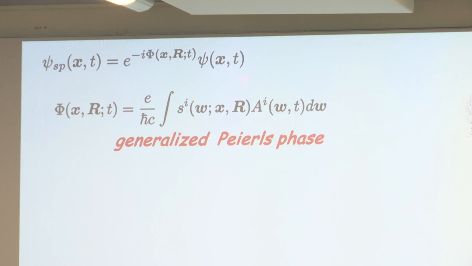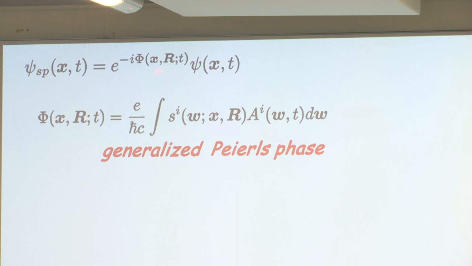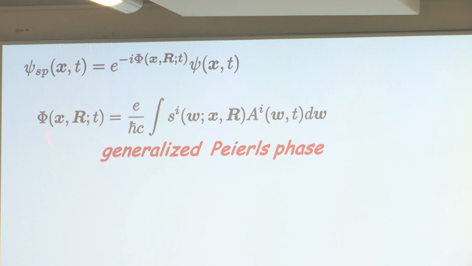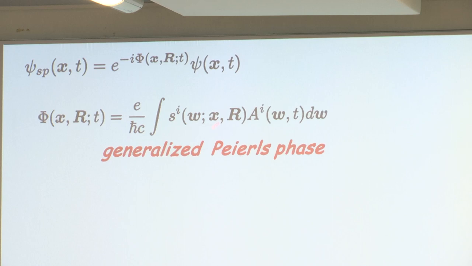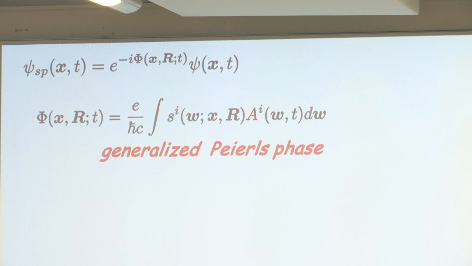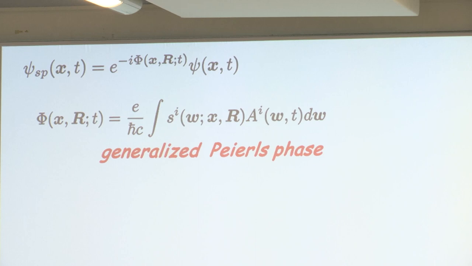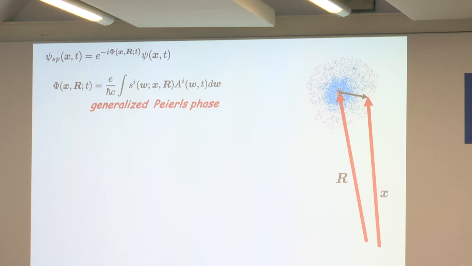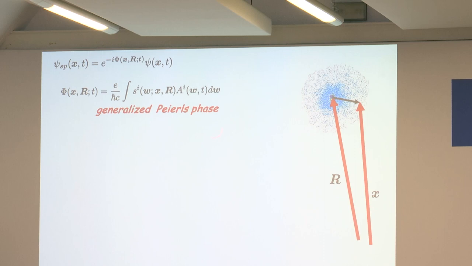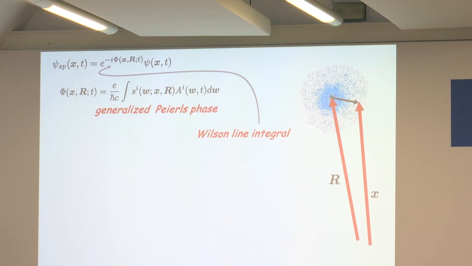And then I define a special point wave function. That's what the SP stands for. It's my original wave function times e to the minus i times this generalized Peierls phase. And you see this S, we're doing an integral here from here to here, and we're picking up the vector potential at each point as we go along. If you do a straight line, as I've done here, that's just the Peierls phase. If you used a different path, you'll get something slightly different. So this is sometimes called the generalized Peierls phase. And this particular integral here is the Wilson line integral that one introduces sometimes.